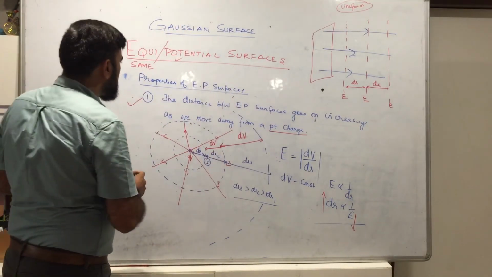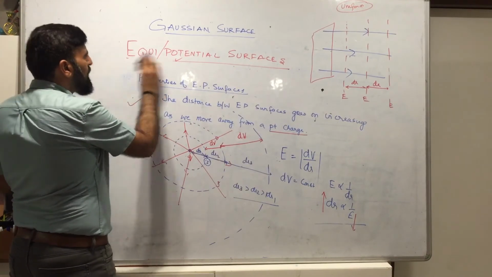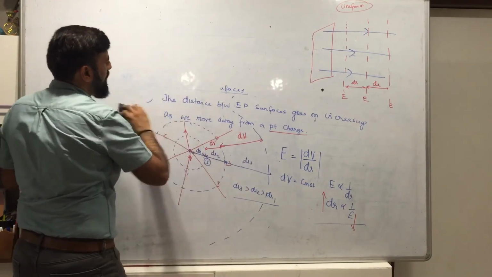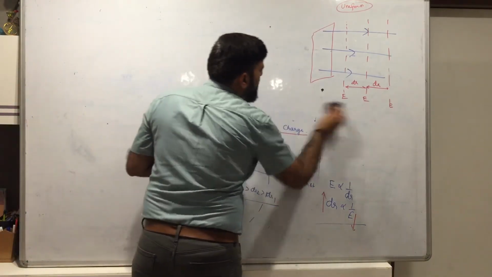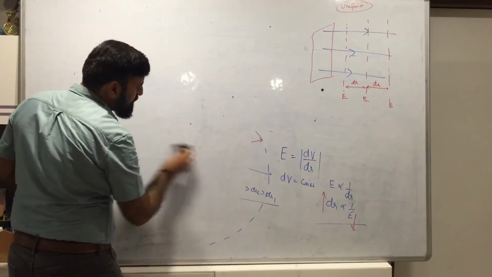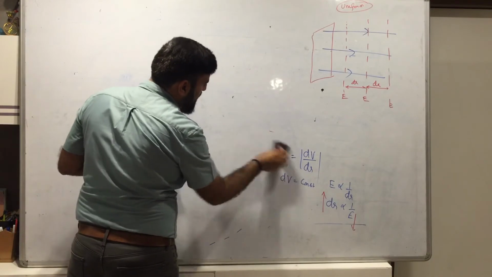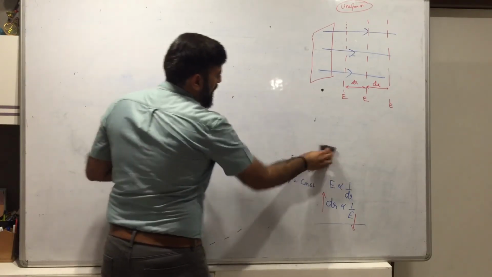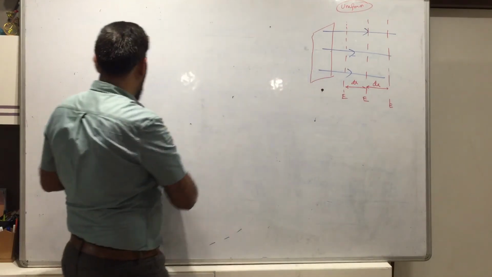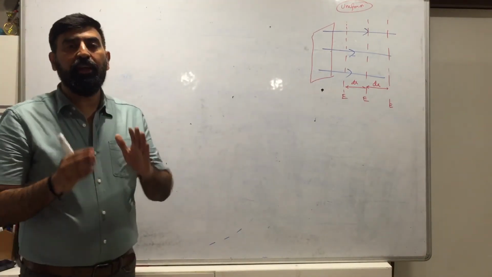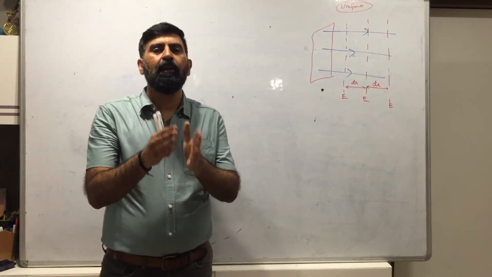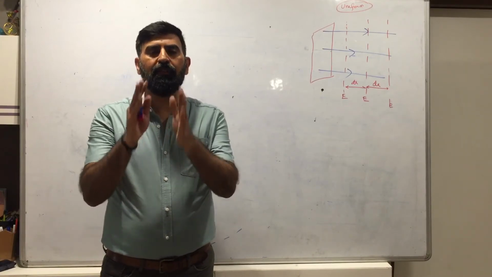I hope I'm clear with this. I'll shift on to the second property of equipotential surfaces. You can write down the property. The second property is, you can put it this way: the electric field is always perpendicular to the equipotential surfaces, right?